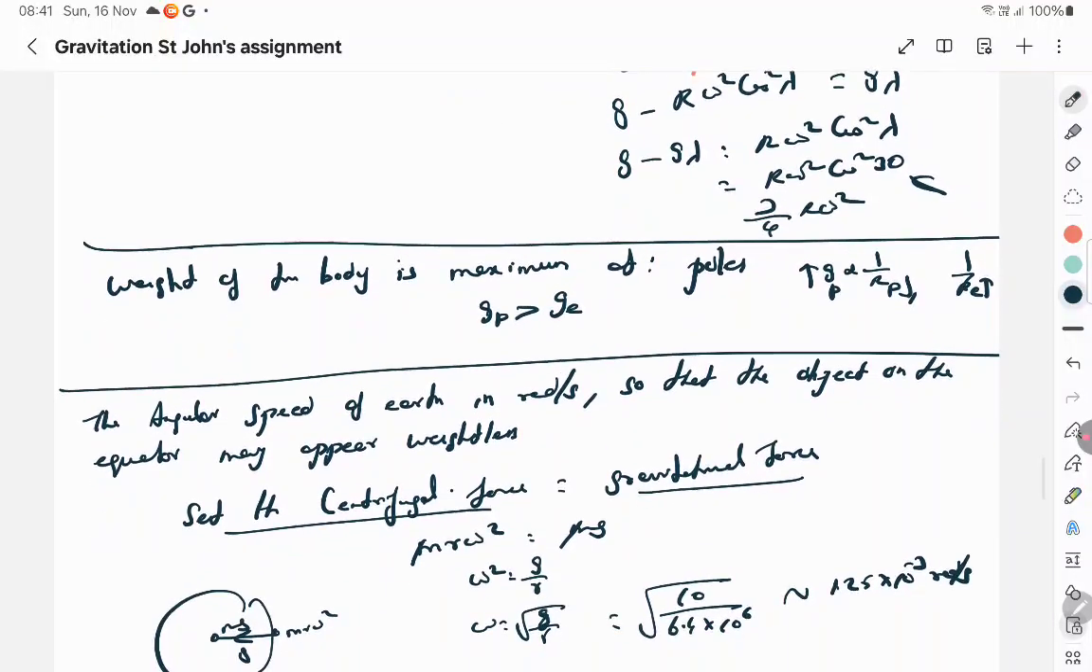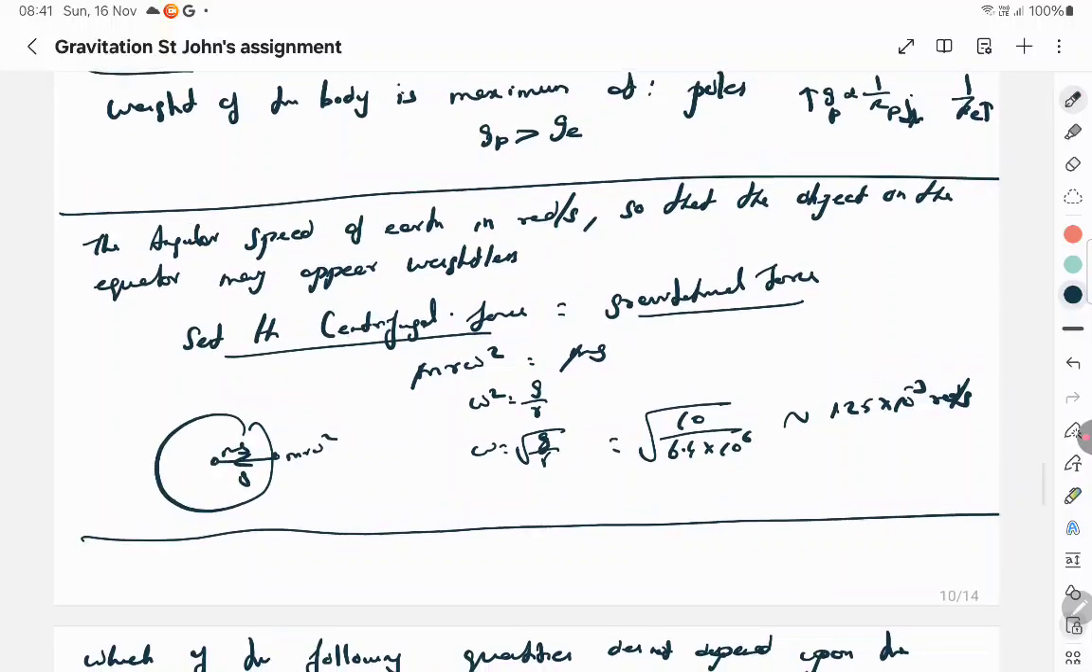Weight of the body is maximum at the poles only. They'll ask you, is it at the equator, blah blah blah. You know, gravity is inversely proportional to the radius, and the radius at the pole is smaller, and so the gravity at the poles is greater, and the weight is also more at the poles.